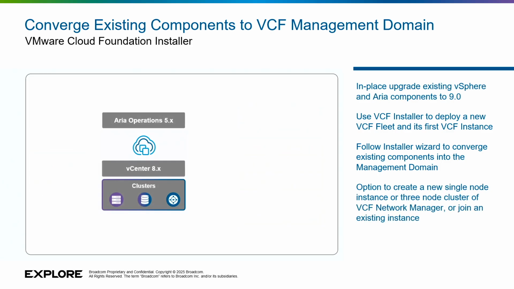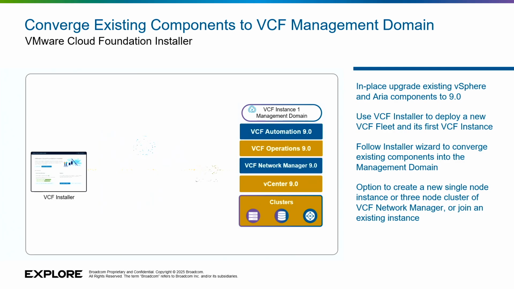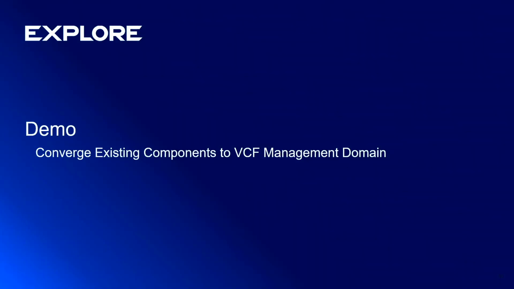A slightly different variation of a similar scenario is, let's say, for an environment that's ready to be upgraded to vSphere 9, you can first upgrade these components to VCF 9 and then follow a similar process to import and converge them into the VCF instance that's newly created. Regarding networking, there's an option to import the existing VCF networking instance, or you can create a single node or 3-node cluster. And we'll show you a little bit of that in a demo video.